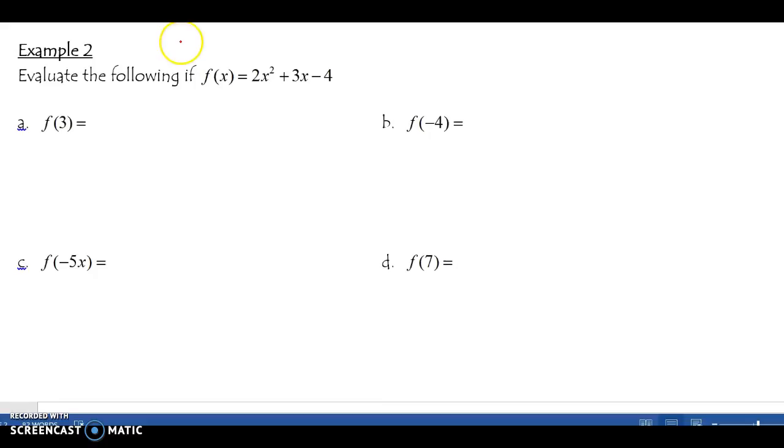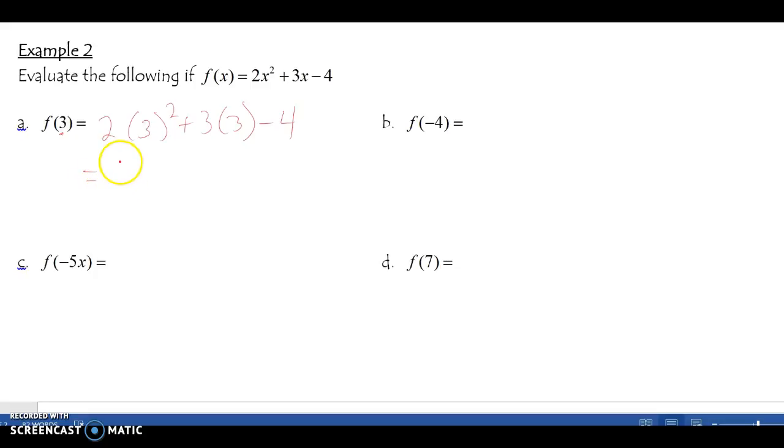All right, so in example 2, these are going to get a little more complicated because our original function rule was more complicated. Instead of having a linear function to start with, we're now starting with a quadratic function. So when we have one like this where we have more than one x term, replace each x with whatever you're asked to evaluate the function at. So in A, f of 3 would be 2 times 3 squared plus 3 times 3 minus 4. Everywhere there was an x in the original expression, you replace it with 3. And then we just simplify.